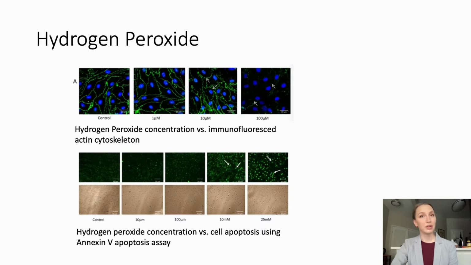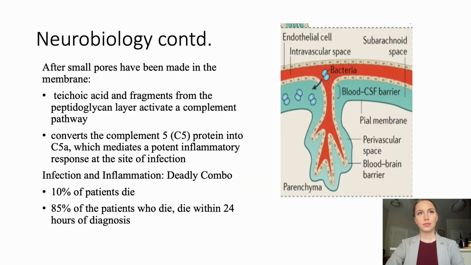In the top figure, actin has been fluoresced. As hydrogen peroxide concentration increases, you can see the actin filaments disintegrating. In the bottom picture, annexin V within the cell has been fluoresced and is visible once the cell dies. As hydrogen peroxide concentration increases, cell death increases as well.